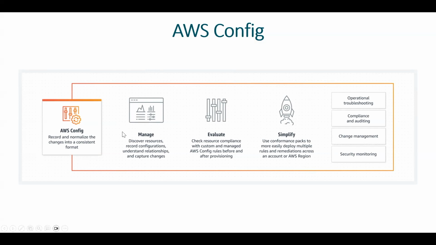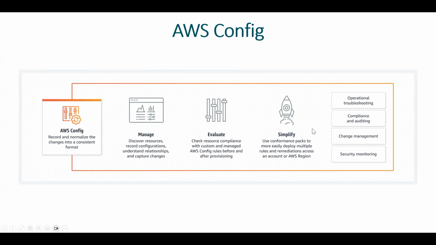AWS Config basically records and normalizes any of the configuration changes into a consistent format and provides three basic component features. First, manage, which is basically discovering and recording all the configuration changes, understanding their relationships, and capturing these changes into an S3 bucket in the same region. Second is evaluate, to check resource compliance with either custom or AWS managed Config rules before and after the resource has been provisioned into the AWS infrastructure.